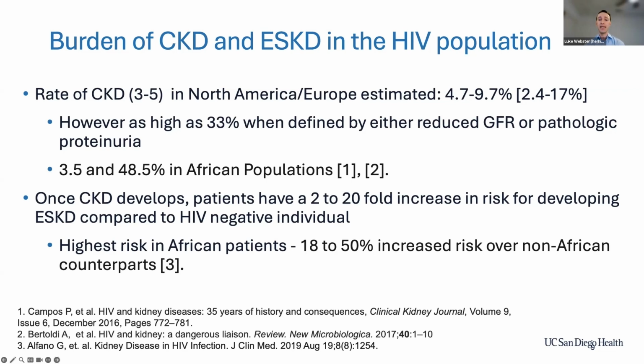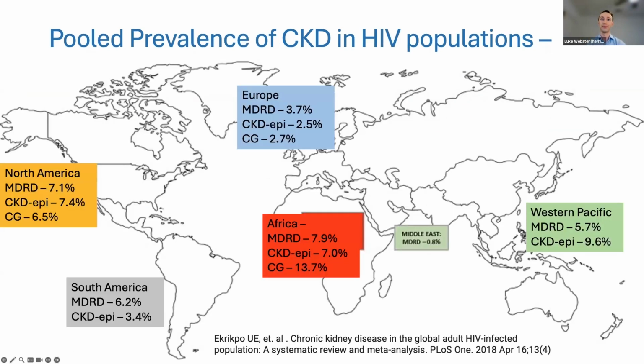Now, if we look specifically at patients who are African or of African descent, that risk of CKD suddenly jumps to much higher levels, anywhere from 3.5% to 48.5% of patients. And once chronic kidney disease does develop, we do have good data that those patients are at much higher risk of progression to end-stage kidney disease or dialysis than the HIV negative individual. And that risk extends even to patients who are of African descent: 18 to 50% increased risk of progression to end-stage kidney disease over their non-African counterparts.